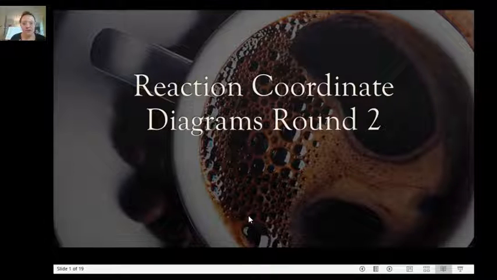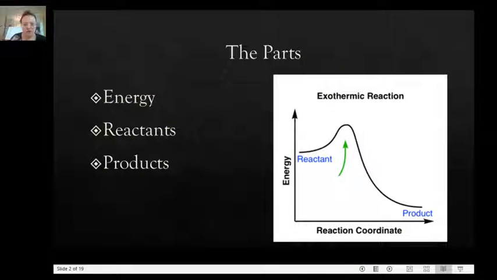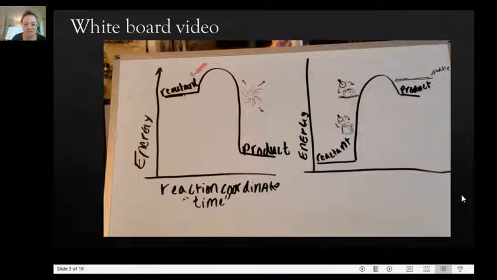Alrighty, we're going to go through reaction coordinate diagrams one more time. There's three parts: energy, reactants, and products. We're going to talk about two other parts in a little bit, but the three main parts are energy, reactants, and products.